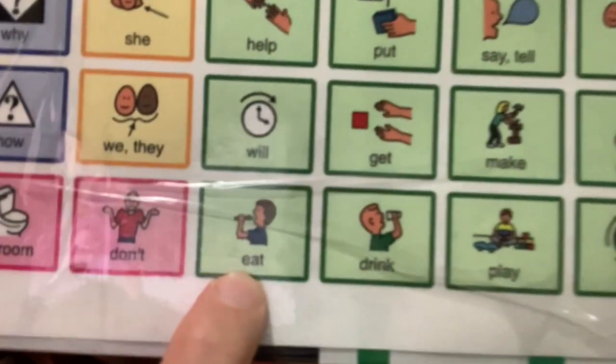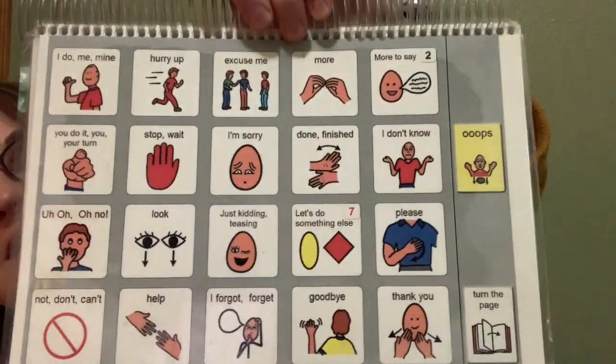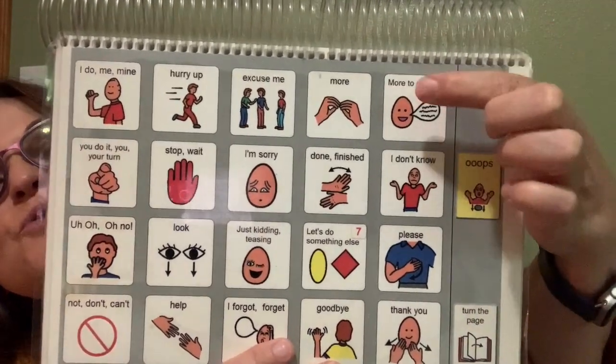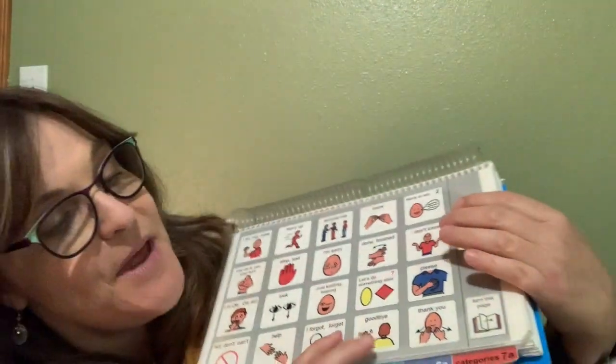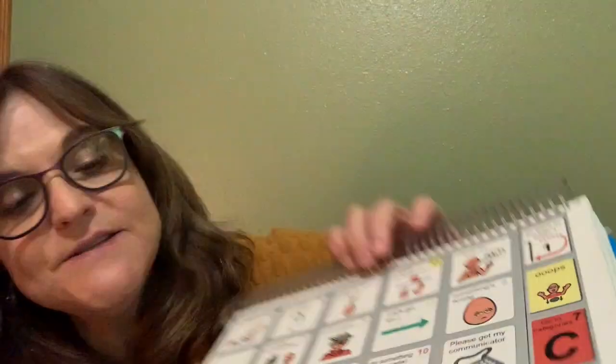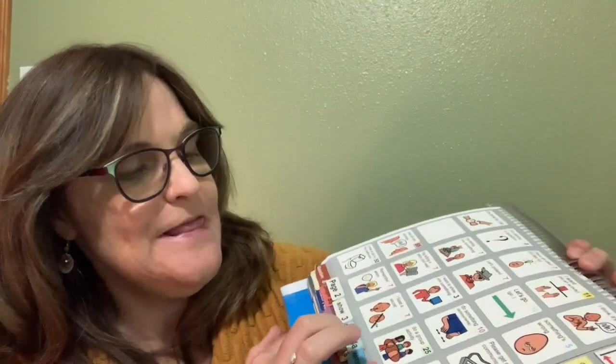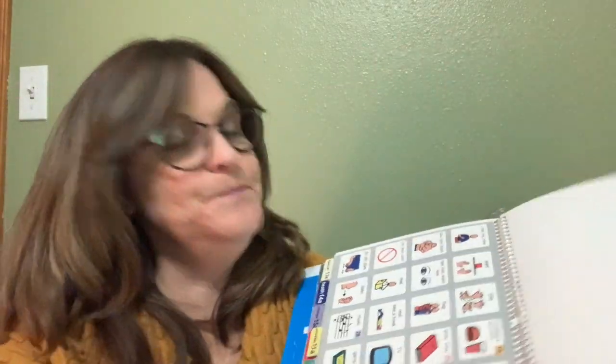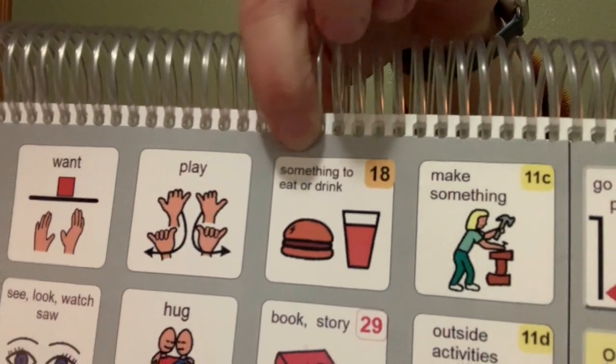Today, I'm going to show you where we find the word eat. On our core board, eat is right here. Eat. On the pod book, to get to eat, you need to go to More to Say and turn to page 2. And then it's going to be here under I Want. And that'll take us to page 11. I want something to eat or drink. And then we can go to page 18.